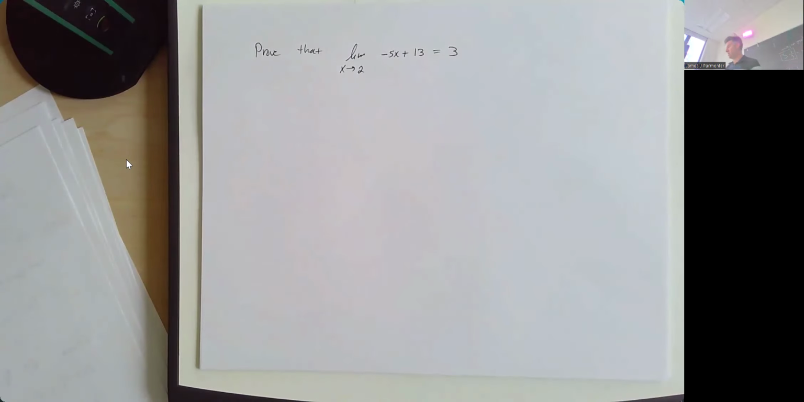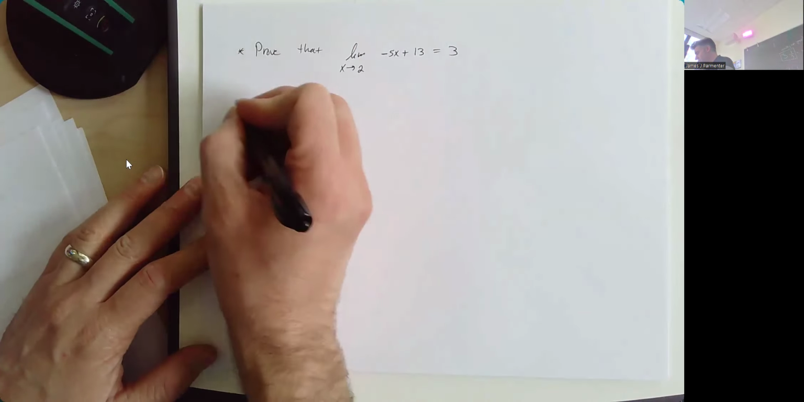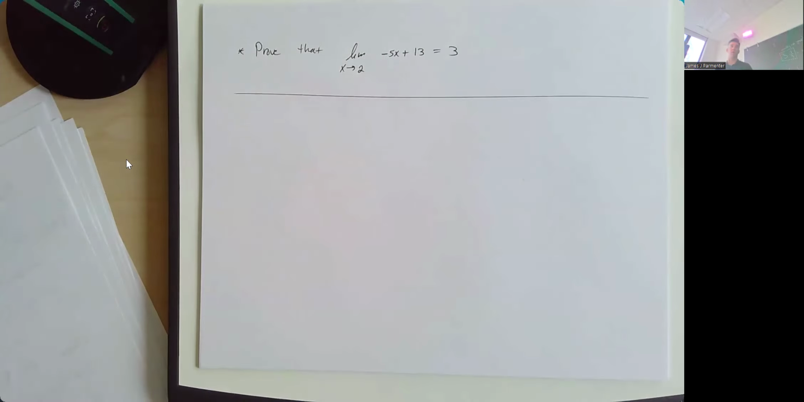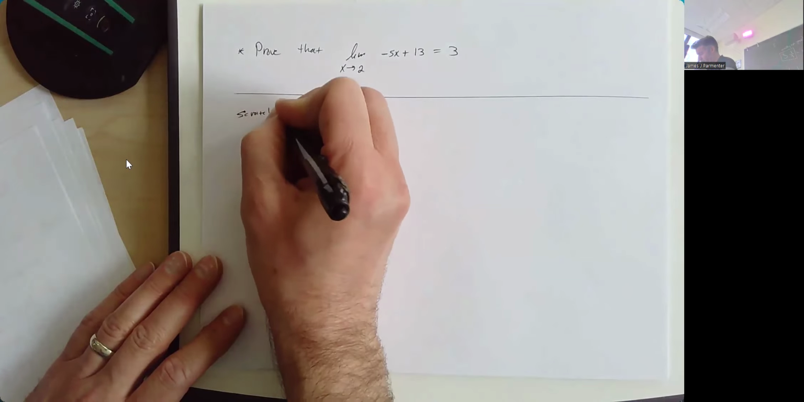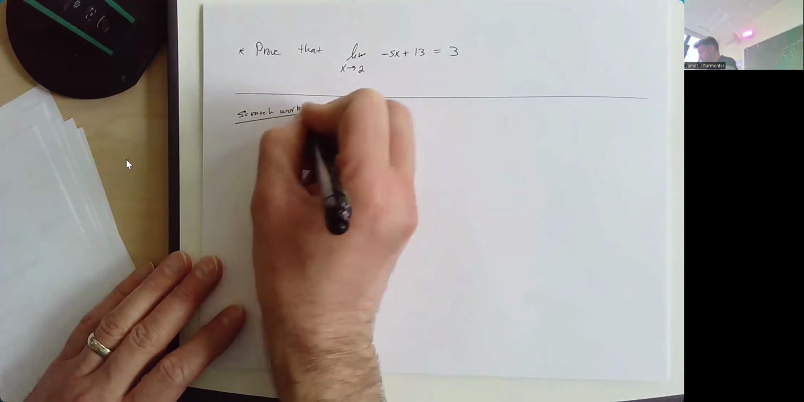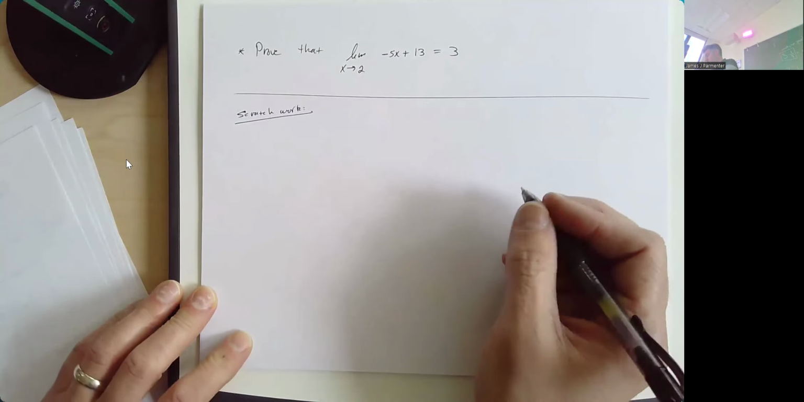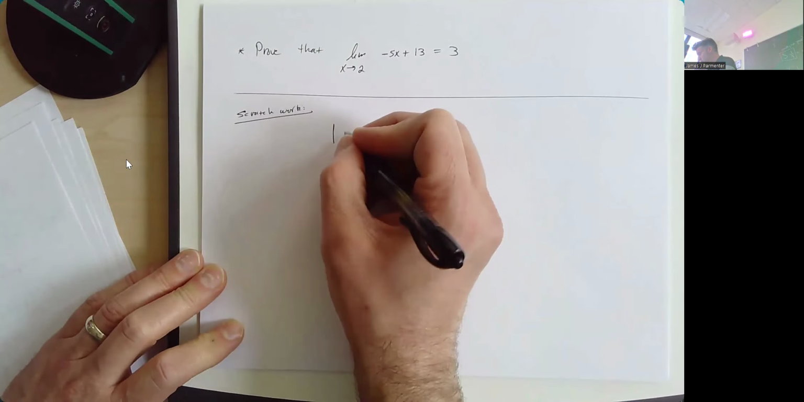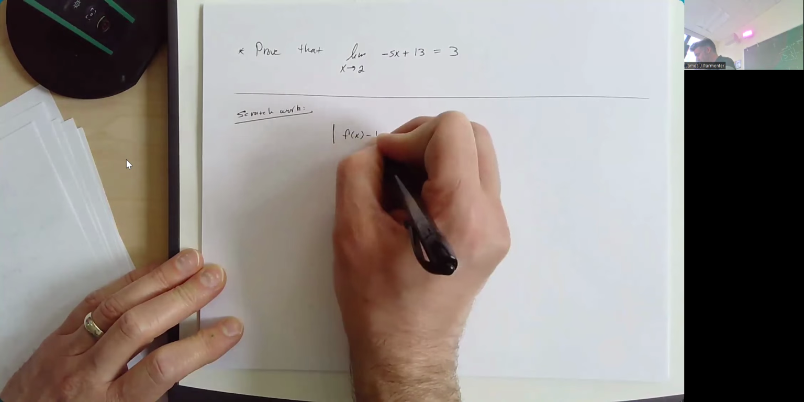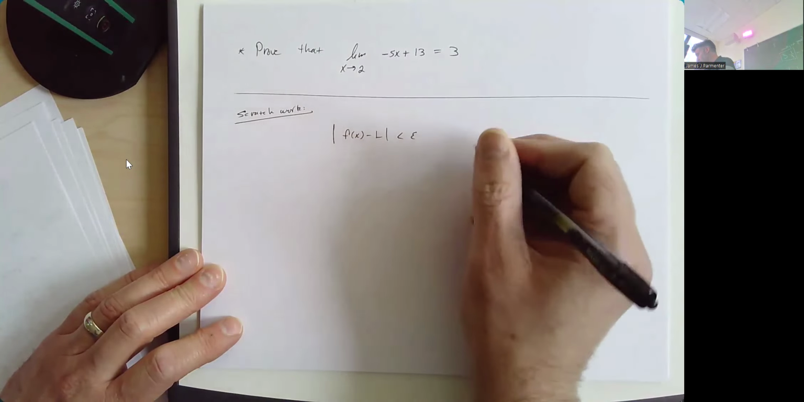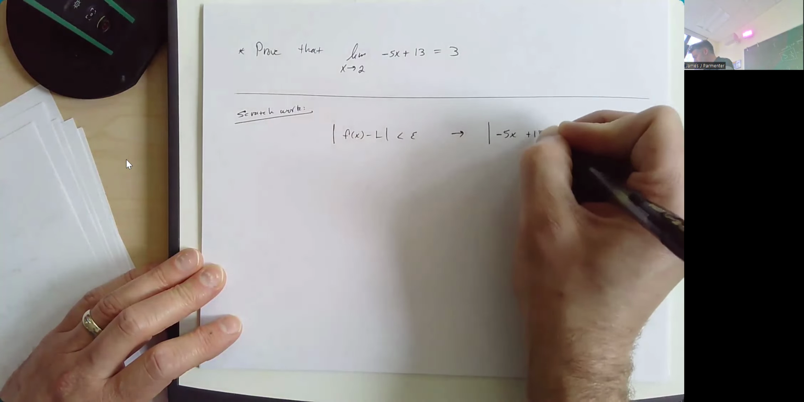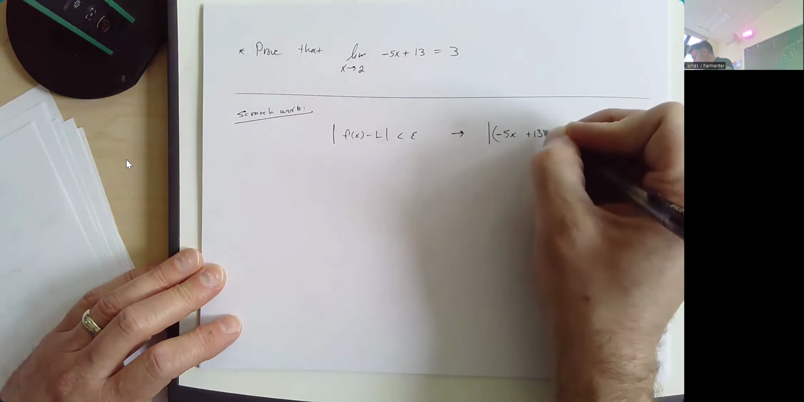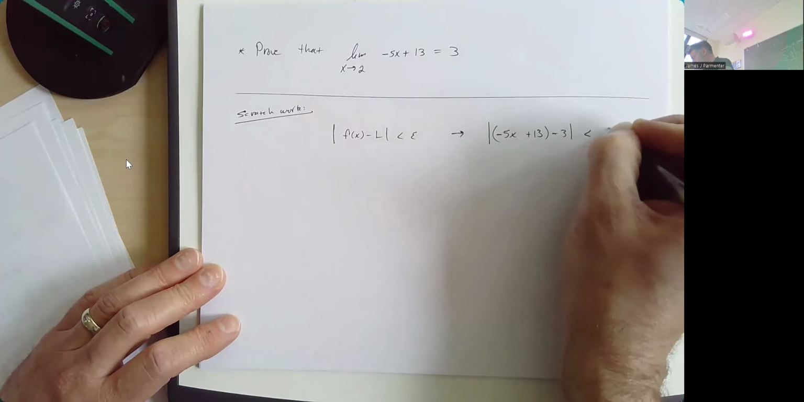Okay, so here is where I'm going to start. This work I'm about to do here is what I think of as the side work or the scratch work. Here's my scratch work. In fact, I'm going to make you all do it. I'm going to start with this. The absolute value of f of x minus L less than epsilon, which in this case is the absolute value of negative 5x plus 13 minus 3 less than epsilon.